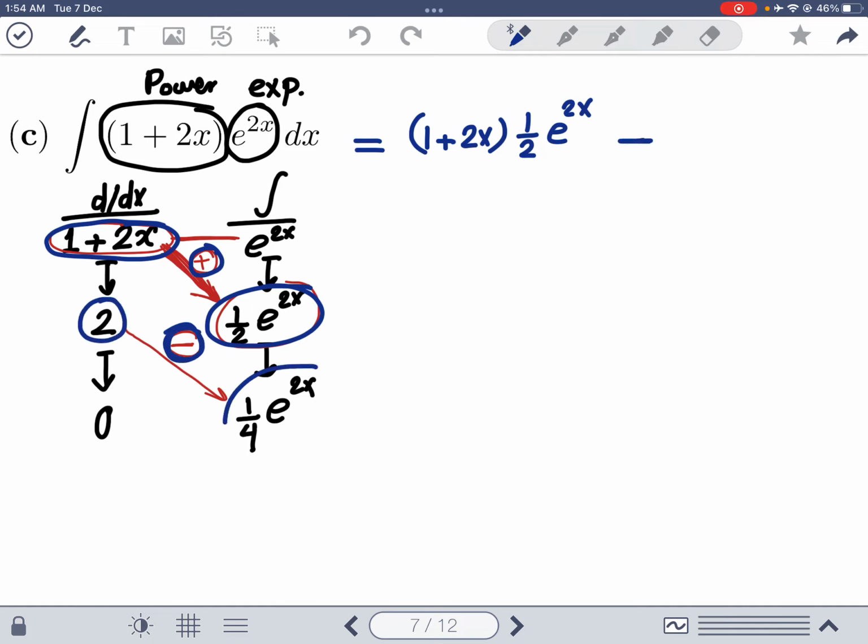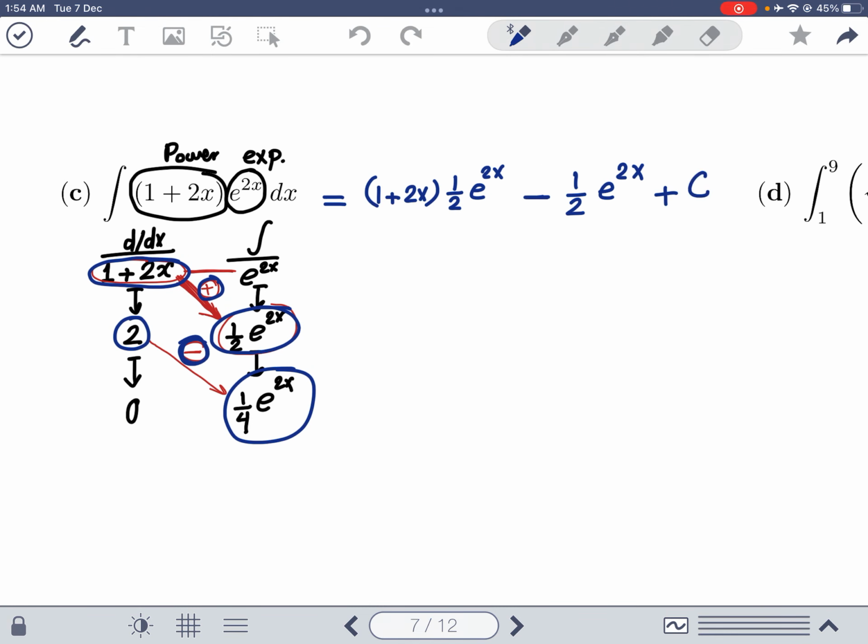Now I multiply 2 by this. And when 2 multiplies 1 over 4, you get half. So minus half e to the 2x. Of course, we will put plus c because it's an indefinite integral here. Okay, so now maybe you can simplify things. If you multiply 1 by this, you get half e to the 2x, plus 2x times this, plus x e to the 2x, because the 2 and the half cancel when you multiply them, minus half e to the 2x plus c.